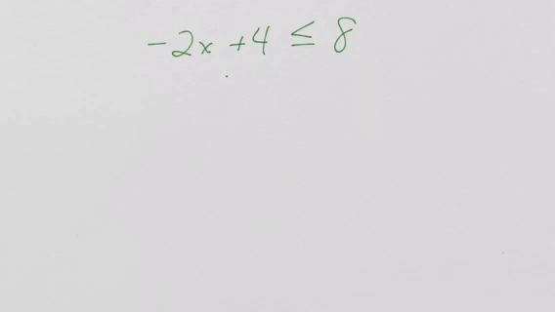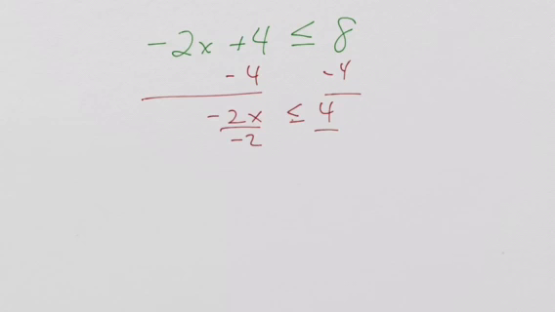Let's try one more. We subtract 4 from both sides. Negative 2x is less than or equal to 4. Now watch this next part. We're going to divide by a negative 2, divide by a negative 2. So x will be greater than or equal to negative 2.